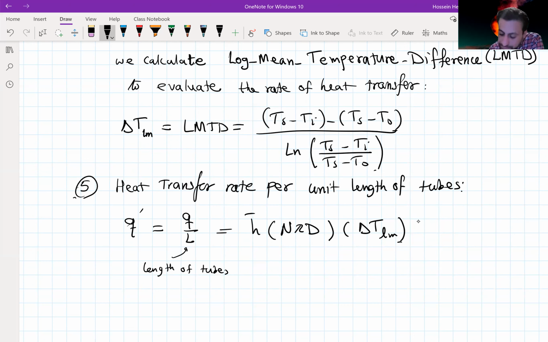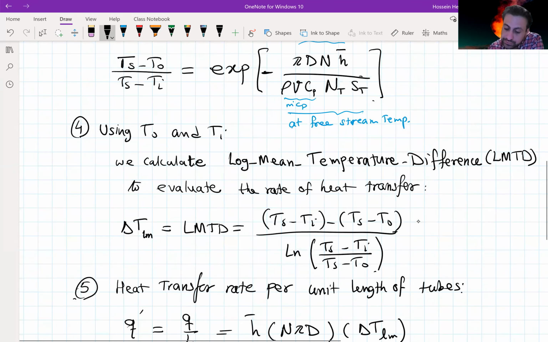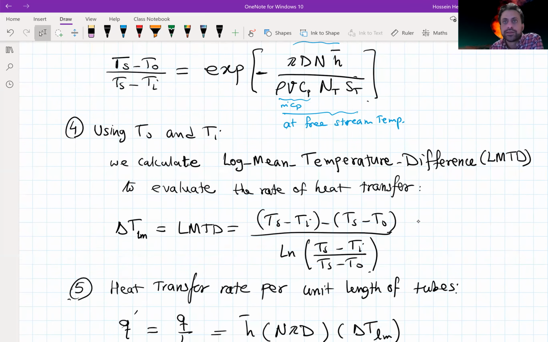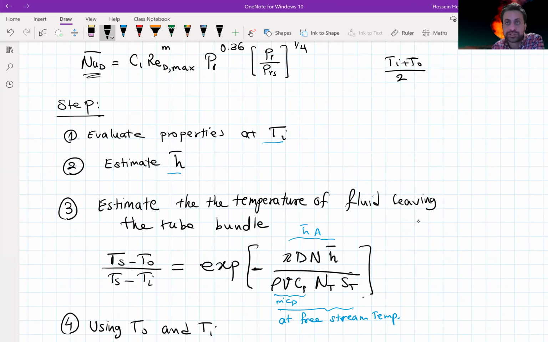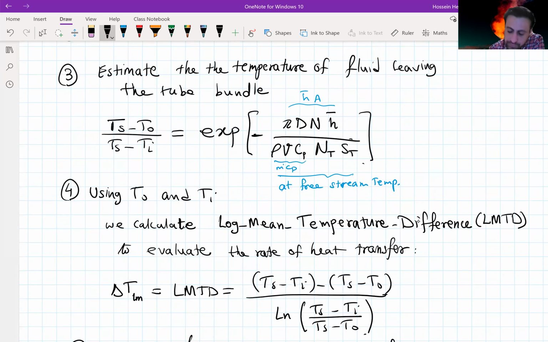Now, we may want to re-evaluate properties. So we may want to do the iterations, finding this T_o. We evaluate properties at (T_o plus T_i) divided by 2 and repeat the calculations until the difference is very small. But sometimes we find that the properties do not change very much from T_i to (T_i plus T_o) divided by 2, depending on the outlet temperature. So going through this iterative process, we can find the best estimate for the properties at the average temperature of inlet plus outlet.